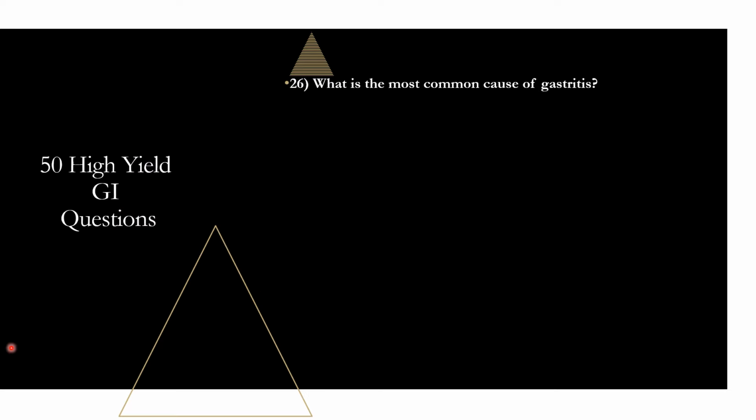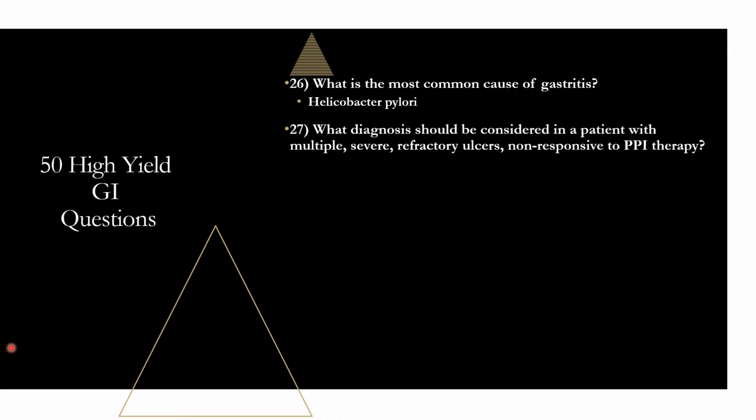Question 26, what is the most common cause of gastritis? Most common cause of gastritis, this is an easy one, H. pylori, and then remember a close second is going to be your NSAIDs. Question 27, what diagnosis should be considered in a patient with multiple severe refractory ulcers that are non-responsive to PPI therapy? So they have multiple peptic ulcers, they're severe, they're not responding to PPI therapy. What should you be thinking of? It's going to be Zollinger-Ellison syndrome.